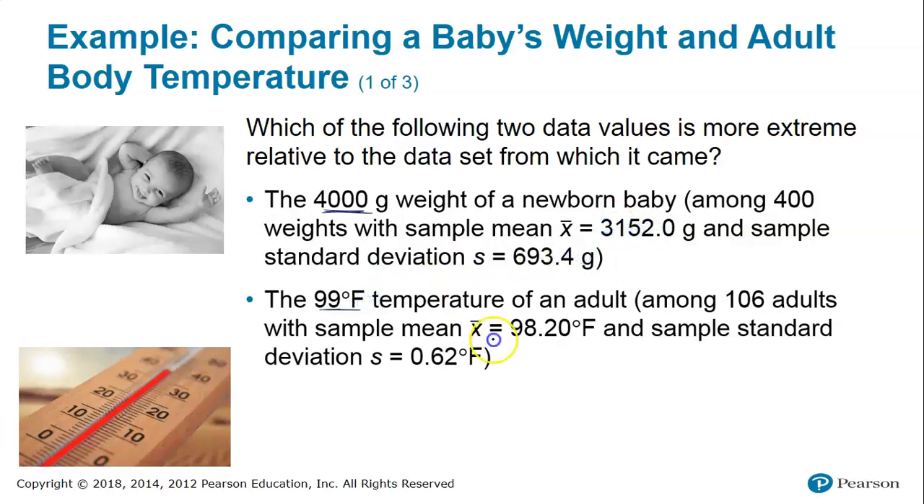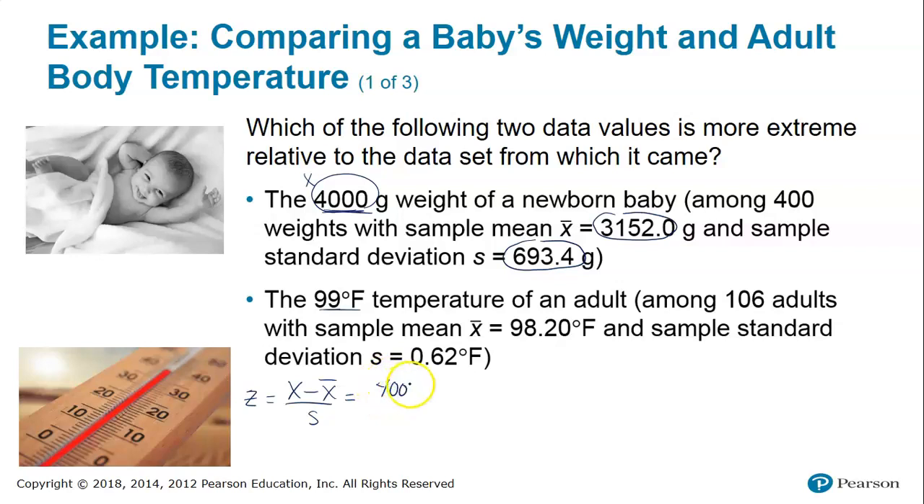Same thing with the temperature for the adults. So on the first one, we're going to use our formula. Because it's talking about a sample, we're going to use x minus x bar divided by s. So talking about the baby, this individual weight here is going to represent our x, and we're given our x bar and we're given our s. So we're going to plug all of these in.